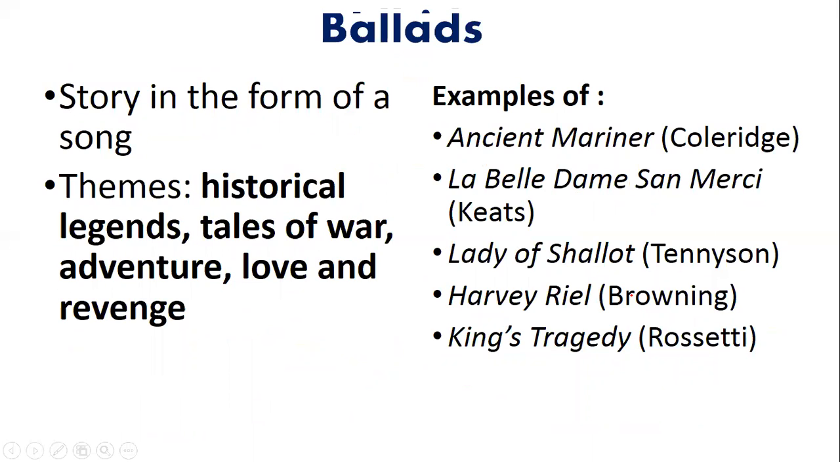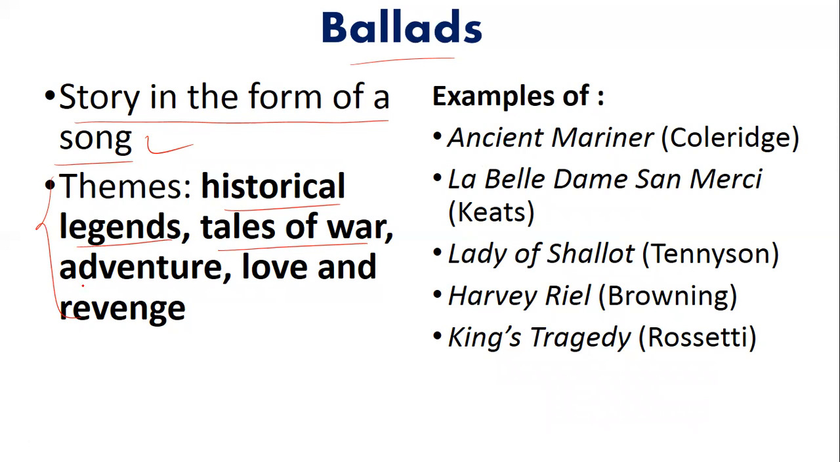Then friends, we can see here ballads. So what is a ballad? A ballad is a story in the form of a song. A story, a narrative is there. Something is narrated, something is told in the form of a song here, friends. The themes of ballad: historical themes are used, historical legends are described, then tales of war, adventure, love and revenge. Such tales are used to narrate a story in the form of poetry, and that is called ballad.